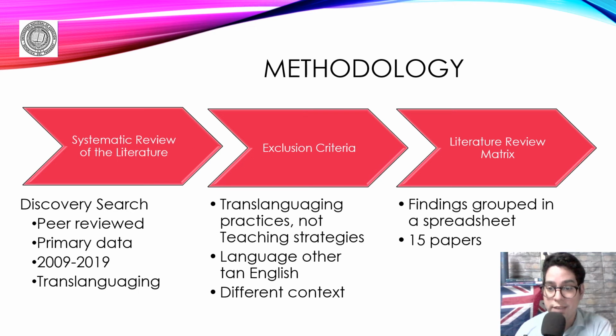These were the steps that I followed to analyze the data. I used a systematic review of the literature of 15 peer-reviewed papers. I analyzed their findings. I used these exclusion criteria that you can see here, and then I put all the primary data from those 15 peer-reviewed papers. I grouped them into what I call a literature review matrix that you could see in my paper later, and from that I developed two themes.